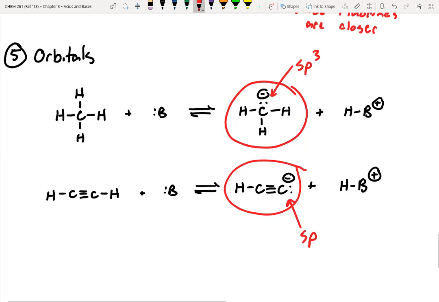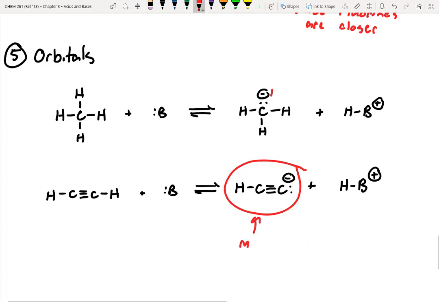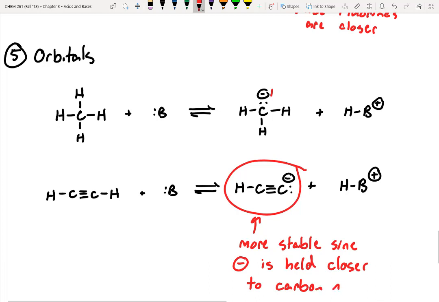If you're a negative charge, would you prefer to be further away from your positively charged nucleus or closer to your positively charged nucleus? Closer. So down here, we can quickly say this is more stable, since the negative charge is held closer to the carbon nucleus. That means that acetylene must be the stronger acid.